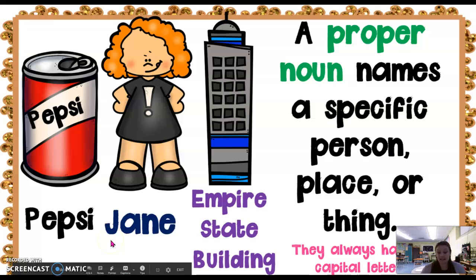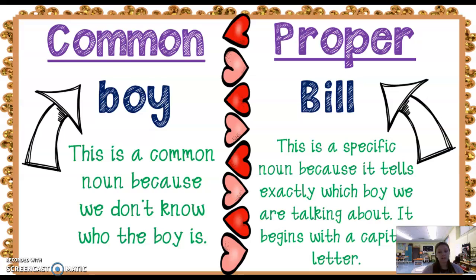I could say a building, and a building is a thing. That would be a common noun, but if I said Empire State Building, I would capitalize it because it's the specific name of a place or a thing, right? So, for example, my common noun is boy. A proper noun to match it would be Bill. So boy is a common noun because we don't know who the boy is. Bill would be considered a proper noun because it's specific. It tells me exactly who I'm talking about, and it begins with what kind of a letter for a proper noun? A capital letter.